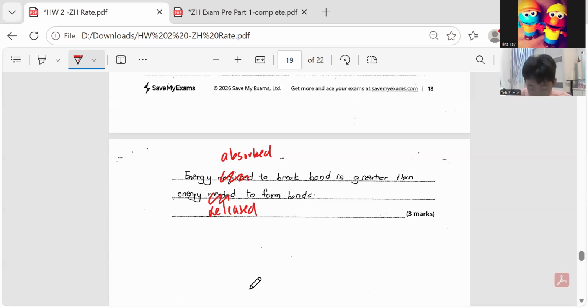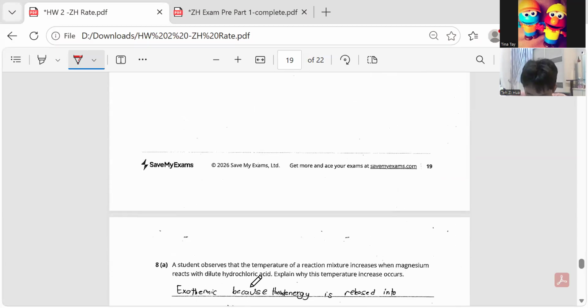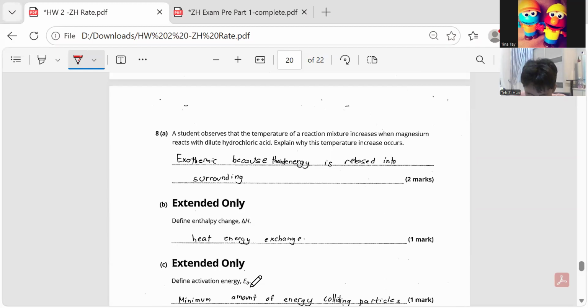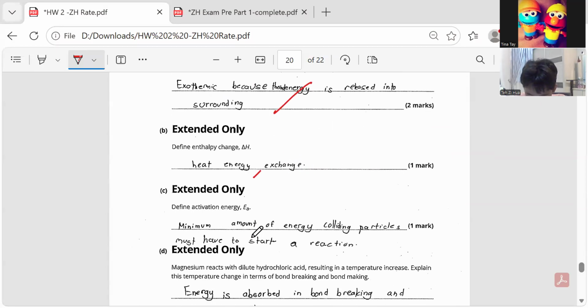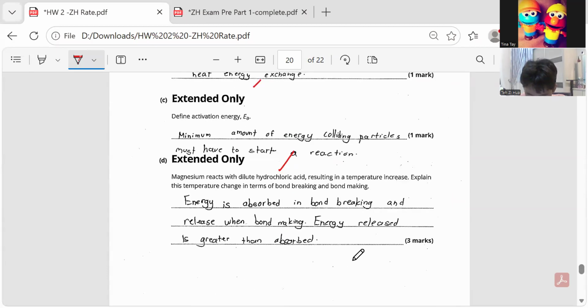Understand? Yes. No, these are the same. Okay, correct.